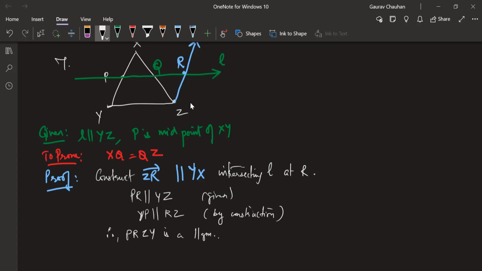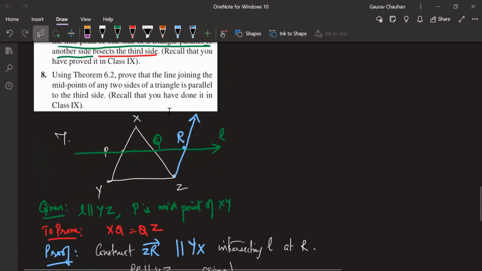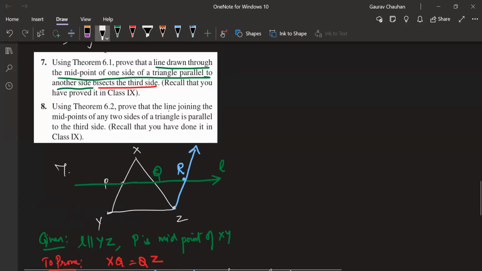Riza, are you proving this theorem? The question is asking you to use theorem 6.1, which is basically our basic proportionality theorem. You have to use that theorem. Are you going to use it at some point, or are you going the ninth class route? I did not use it, sir. I thought it is just midpoint.